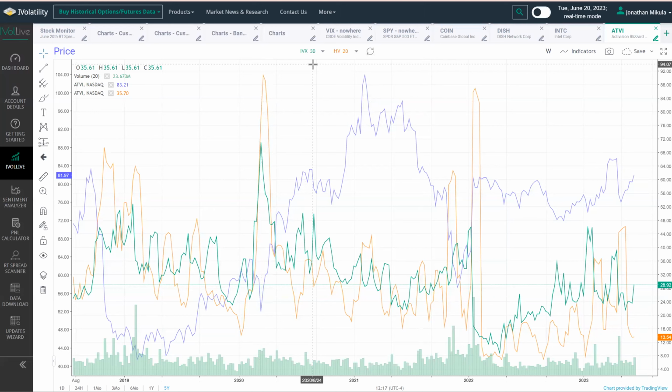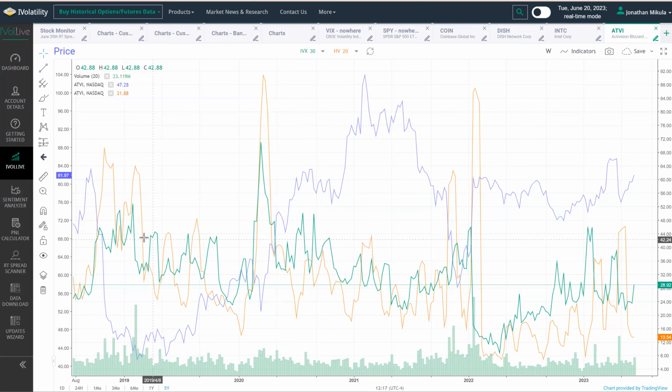And again, I'm an intermediate term trader. I tend to like IVX30, which looks 30 days in the future, and HV20. These are actually apples to apples, because HV20 measures the last 20 trading days, and IVX is looking at the next 30 calendar days, which would be 20 trading days. That's something I want to make sure everybody is aware of, that little nuance. But look at this.